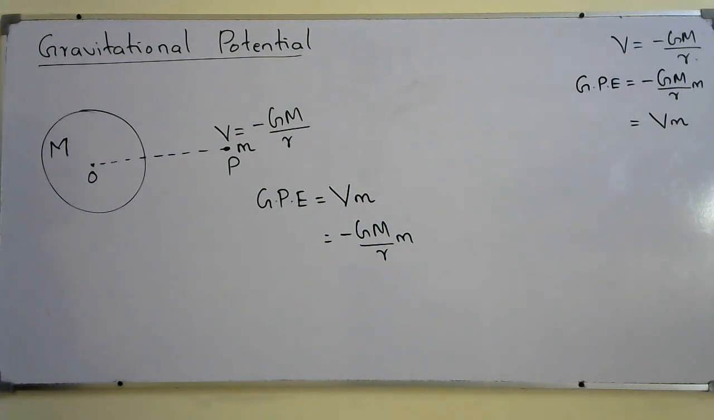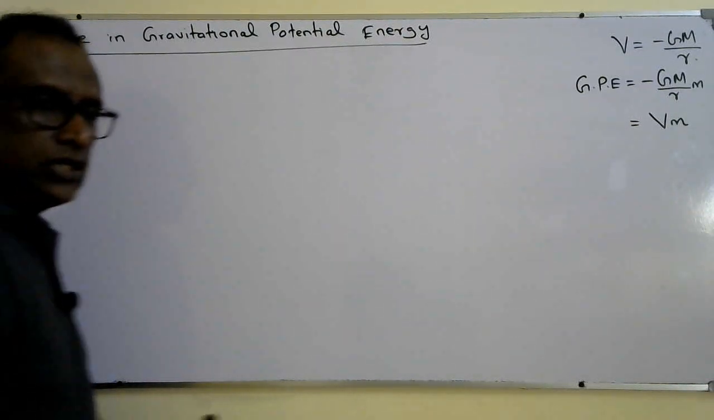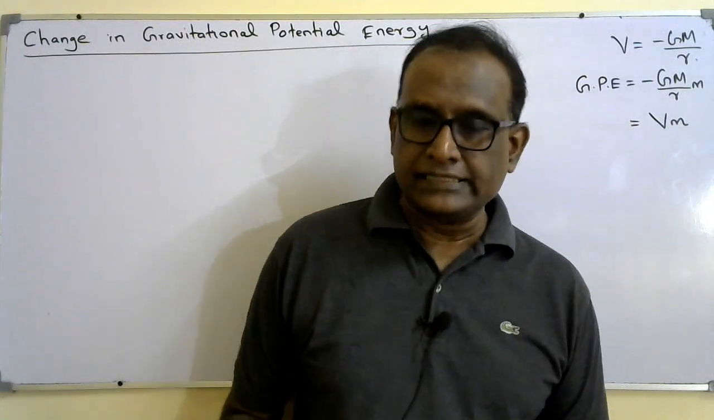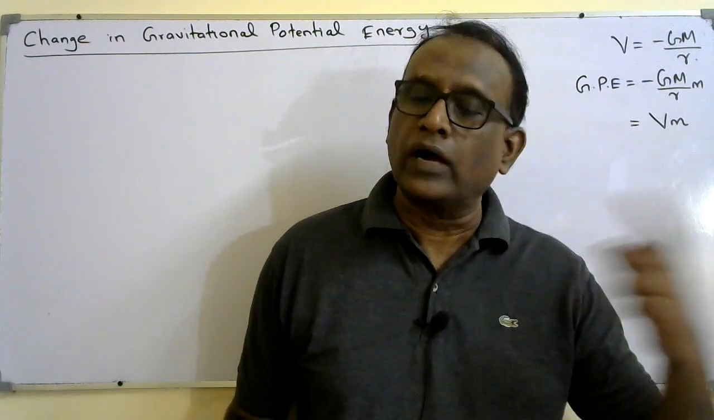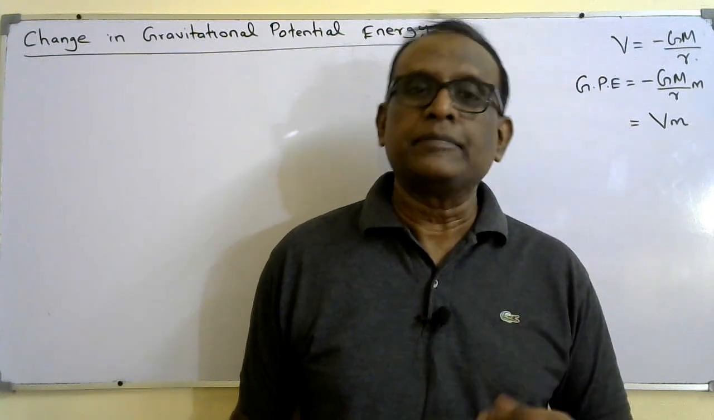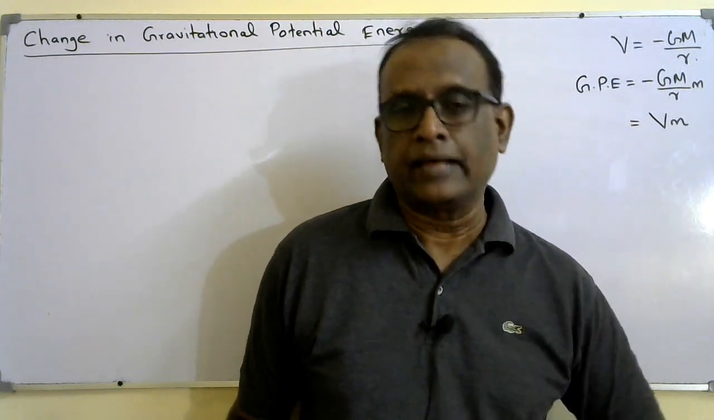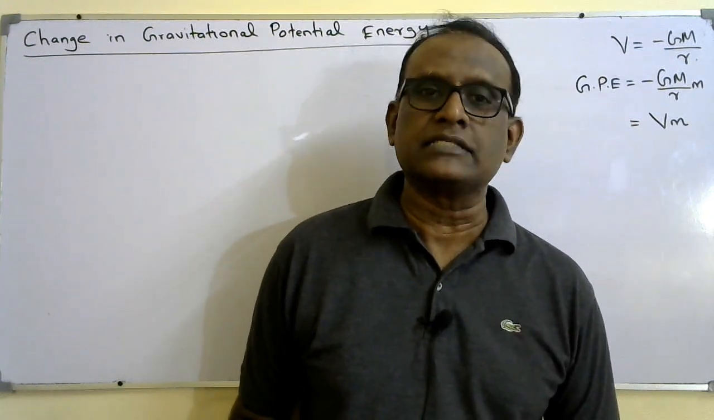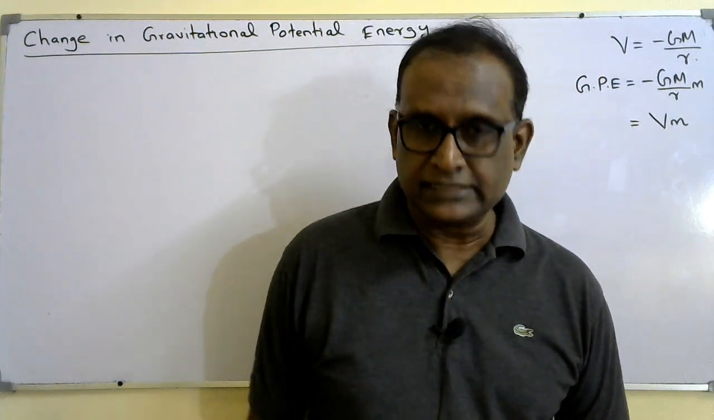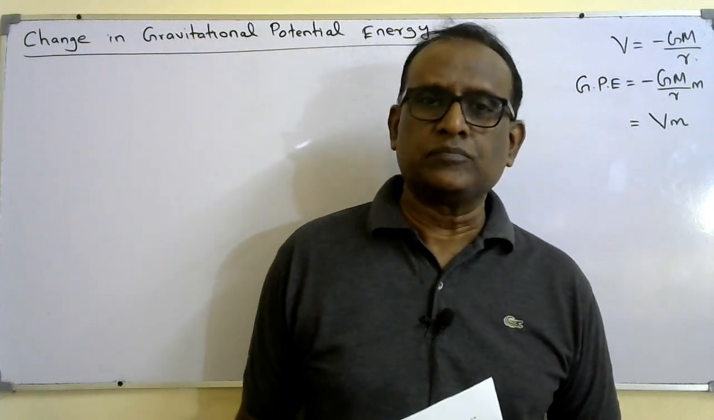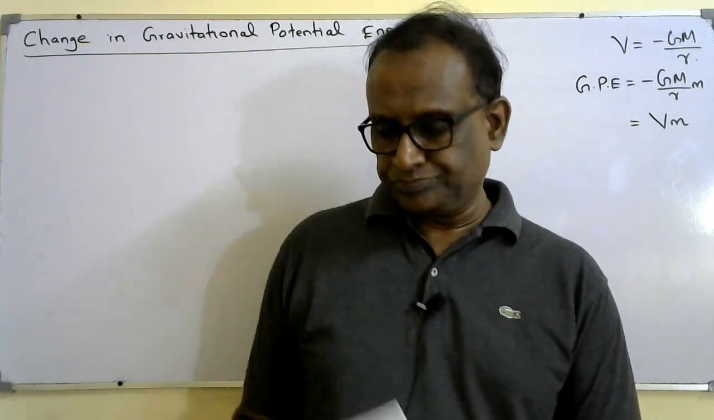Okay, so the unit of gravitational potential is joule per kilogram, because we define it as work done in moving 1 kilogram mass. So that means work done per kilogram, joule per kilogram, is the unit of gravitational potential. The unit of gravitational potential energy is joules. Okay, so the next topic is change in gravitational potential energy.